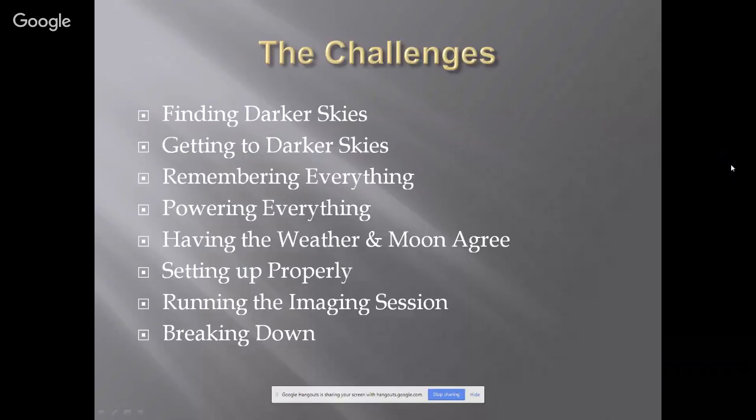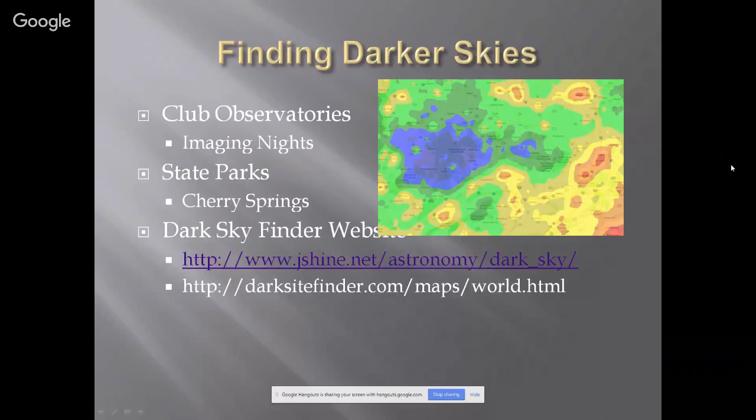Setting up properly, another factor to take into consideration. Running the imaging session and breaking down. Those are the challenges. It's basically what we do every time we go out. But when you go far away from your house, you have to get every one of these things right, because sometimes driving home isn't an option. Sometimes driving to a Lowe's or a Home Depot isn't an option. And we know that sometimes driving to the store that sells the replacement whatever for the SBIG camera isn't an option. There aren't many telescope stores out there. I don't think there's going to be one within driving range of your darker skies.